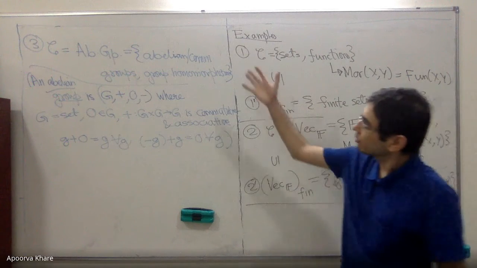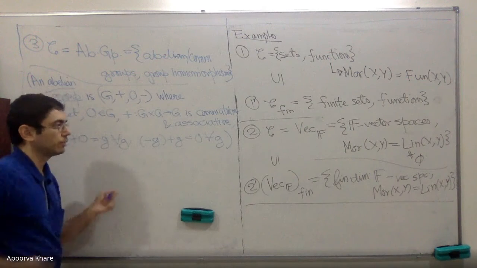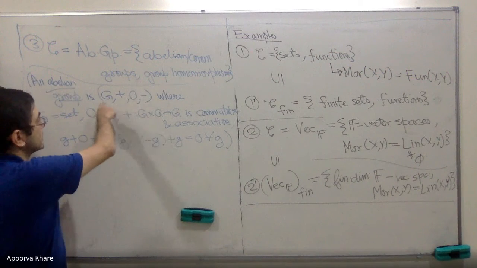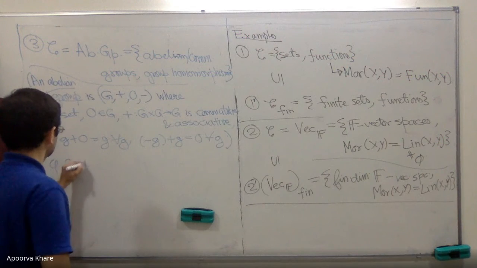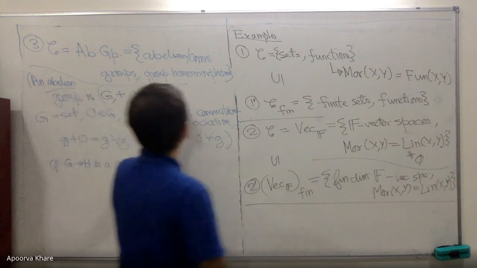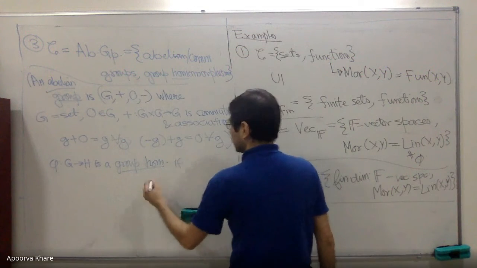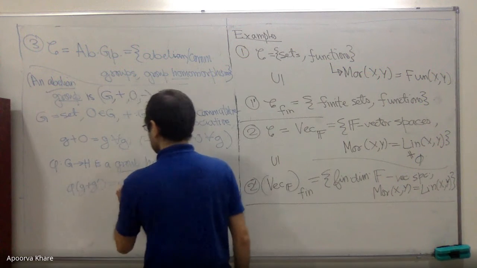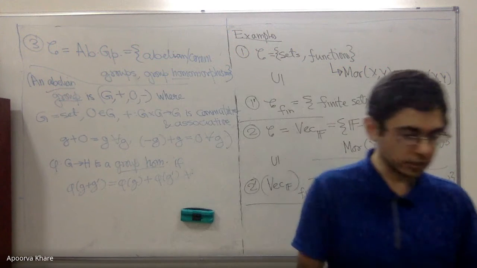And now you can again talk of the set of all abelian groups, or the class of all abelian groups, or the category of all abelian groups. What are the maps between them? Well, now the map is something that respects the structure. So let's say phi from G to H is a group homomorphism, I'll just say group hom, if phi of G plus G prime equals phi of G plus phi of G prime for all G and G prime.